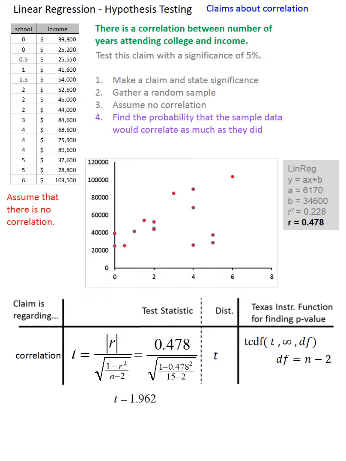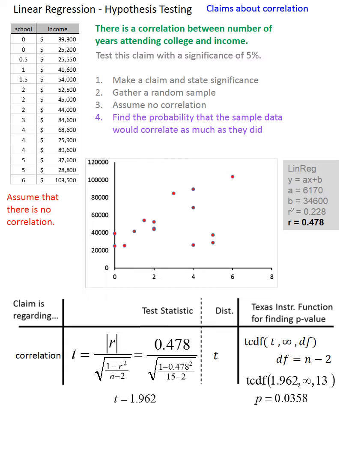Okay. Now, plugging that into our cumulative distribution function for the t-distribution will give us a probability that the correlation coefficient is 0.478 or higher.